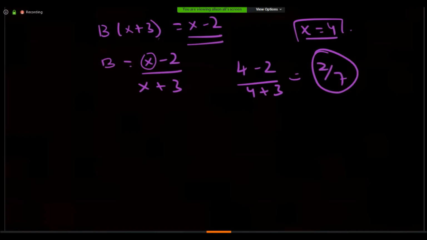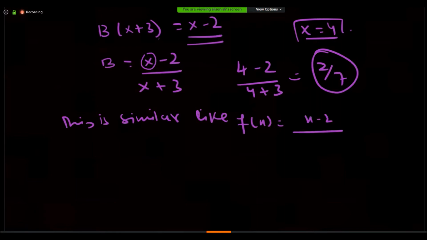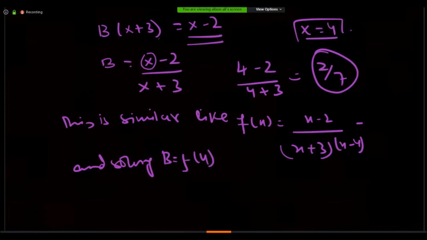Okay, so now we have all the values. This is basically similar to looking at f of x, this function, and solving b equals f of 4 with the factor covered up. That's why it is known as the cover-up method. This is the easier part, right? In the cover-up method.